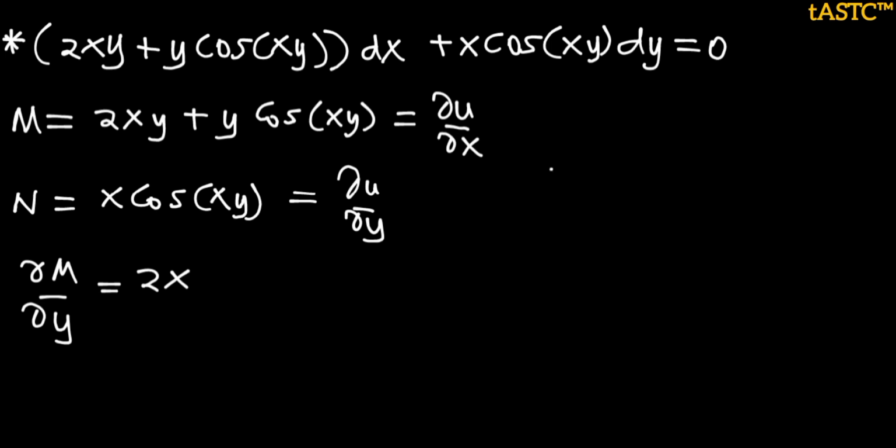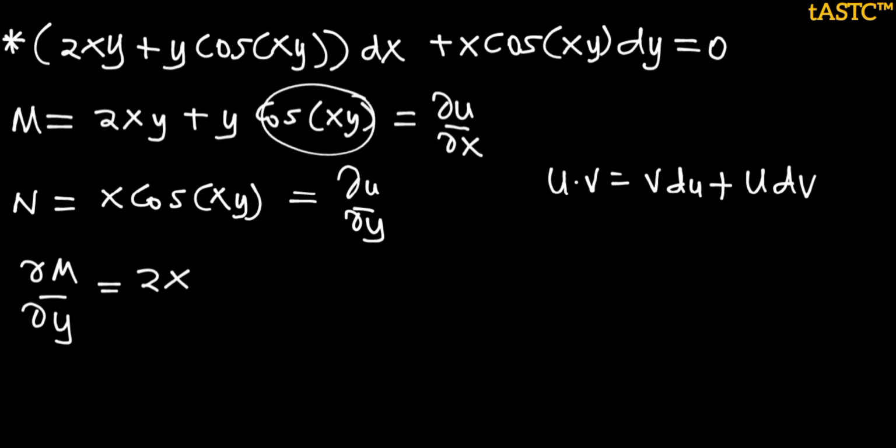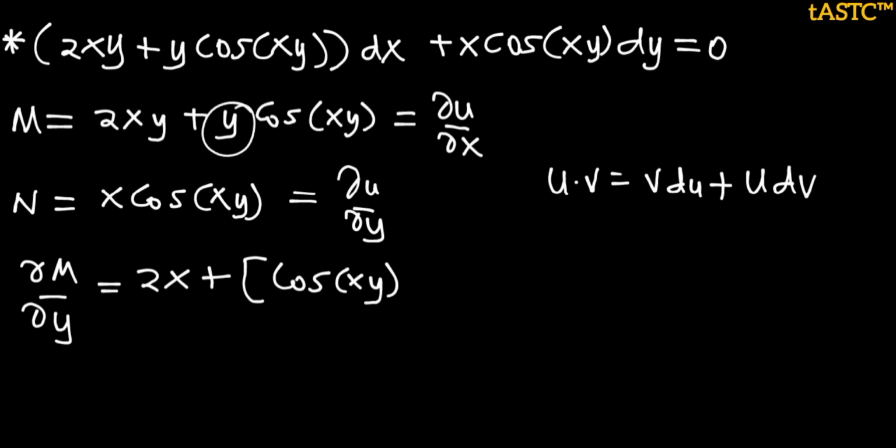Now we know that if you got u multiplied by v, the derivative of this will be v du plus u dv. So we're going to mark this as u, and we're going to take this to be v. So first we need to have v, that will be cos xy, standing for the v. And then we got du, which means the derivative of u, with respect to y, so that is going to be a 1. So I'm going to have a 1 there.